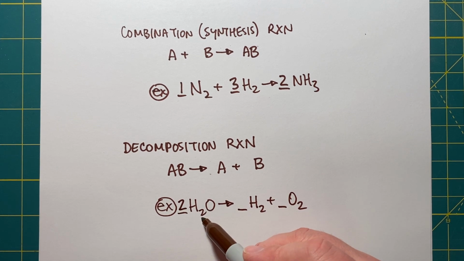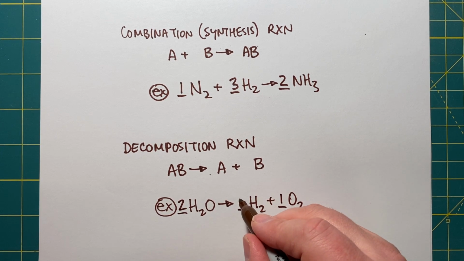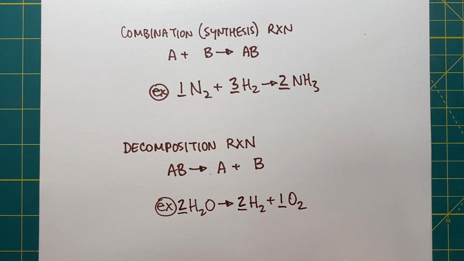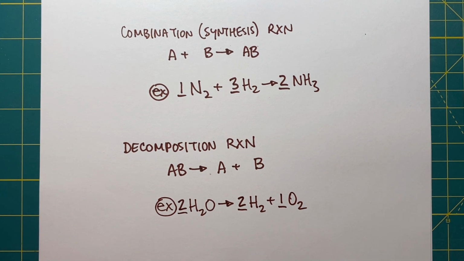I have 4 H's over here. And so to have 4 H's here, I need to go 2 here. So 2 times 2 is 4 H's. And that's it. I've got the combination or synthesis reaction and the decomposition reaction.